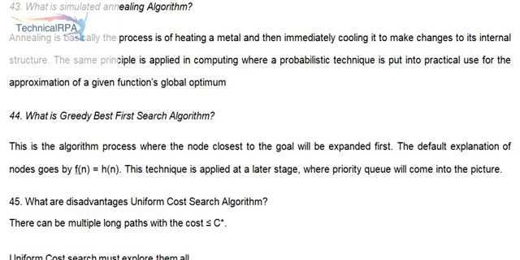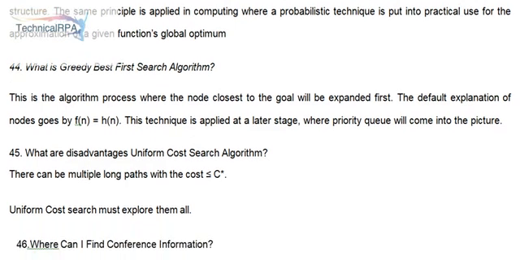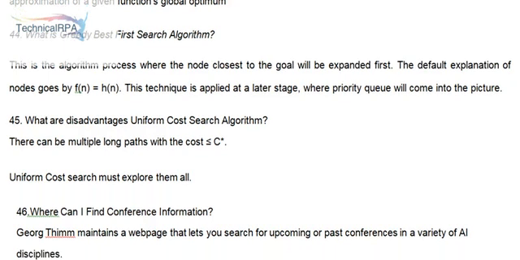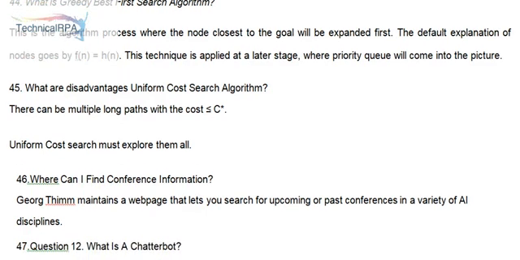44. What is greedy best first search algorithm? This is the algorithm process where the node closest to the goal will be expanded first. The default evaluation of nodes goes by f(n) = h(n). This technique is applied at a later stage, where priority queue will come into the picture.